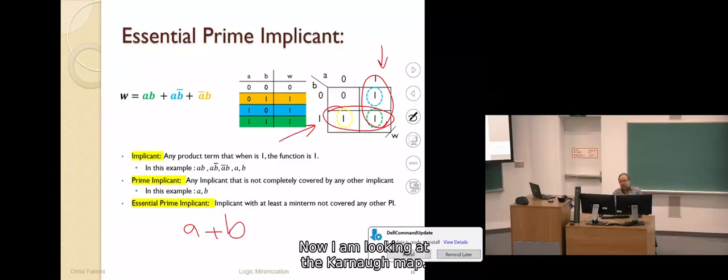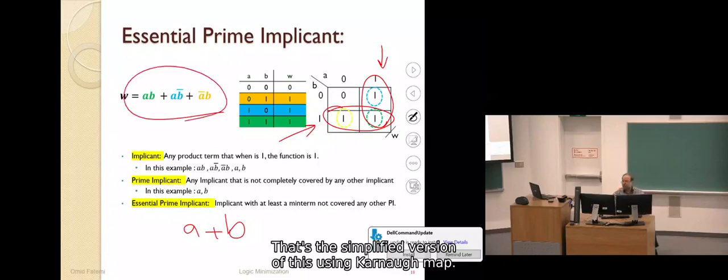Now I am looking at the Karnaugh map. Is there any cell that I haven't covered? This Karnaugh map has 3 ones, and I already covered them with these 2 essential prime implicants. So that's it. I have made my function. My function would be A plus B, and that's the simplified version of this using the Karnaugh map. Now I go to another example, and then you need to do a lot of practice with the Karnaugh map.